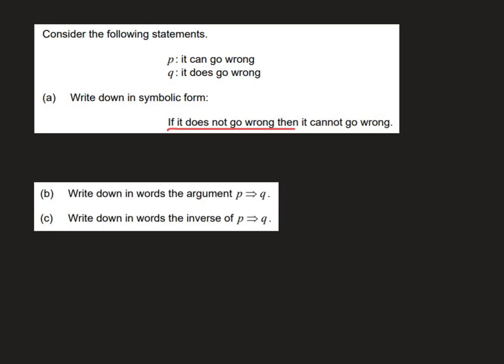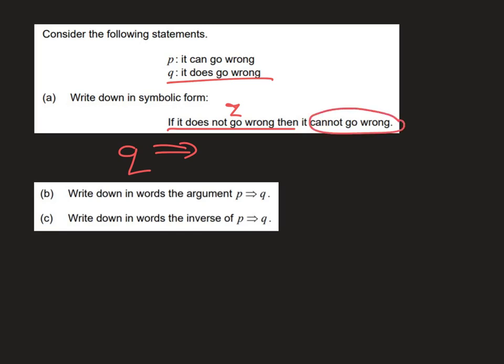So from that, we can start to put together the symbols, because that is an implication. So if it does not go wrong, so does not go wrong is Q. So if Q, then. So what that's going to look like is this. If Q, then, and we can now have a look at the then bit. So if it does not go wrong, then it cannot go wrong.